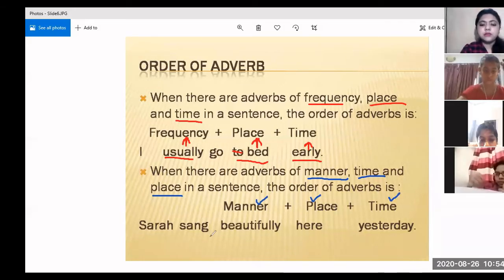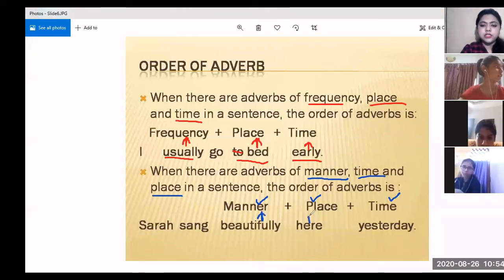So, Sarah sang beautifully here yesterday. How did Sarah sing? Beautifully, so it becomes the adverb of manner. Where did she sing? Here. So it becomes the adverb of place. And when did she sing? Yesterday. So this becomes the adverb of time.